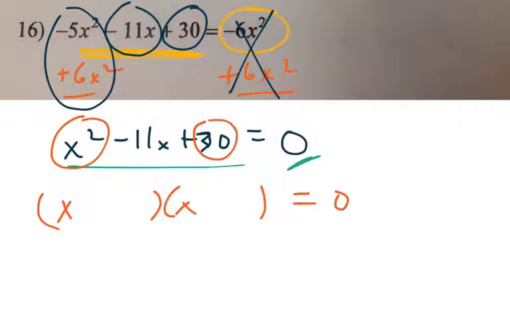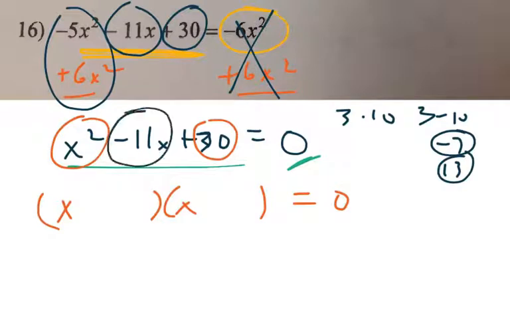Now what about 30? One thing we've discussed in class is, remember, 30 is 3 times 10. But if I do 3 minus 10, that's negative 7, right? If I did 3 plus 10, that would be 13. I want a negative 11x. So 3 times 10 is no good. But what about 6 times 5? 6 times 5 is 30.